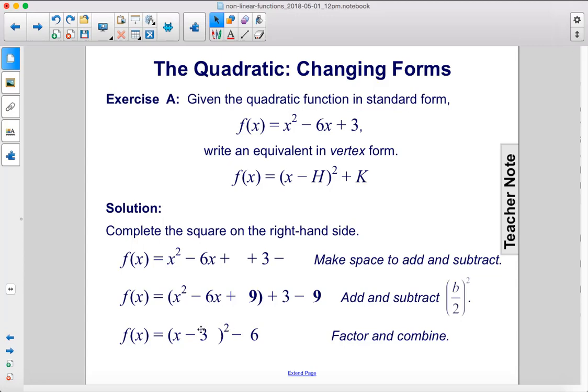And that's our new vertex form. So we have x minus h, which is 3, squared minus 6, and so negative 6 is our k.